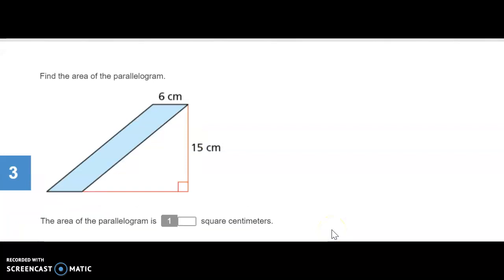Parallelograms are super simple. We're just going to take our length times width, and it's 6 times 15. And 6 times 15 is going to give us our entire area in square centimeters.